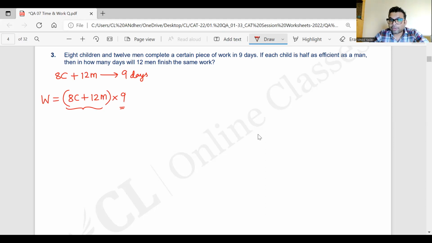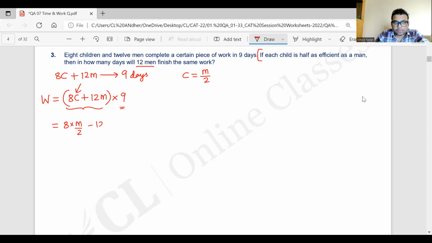For that, they have given us this hint. If each child is half as efficient as a man, so child's efficiency is half of man's efficiency. And at the end, in how many days will 12 men finish the work? In short, I should get rid of this C. So C is M by 2, isn't it?